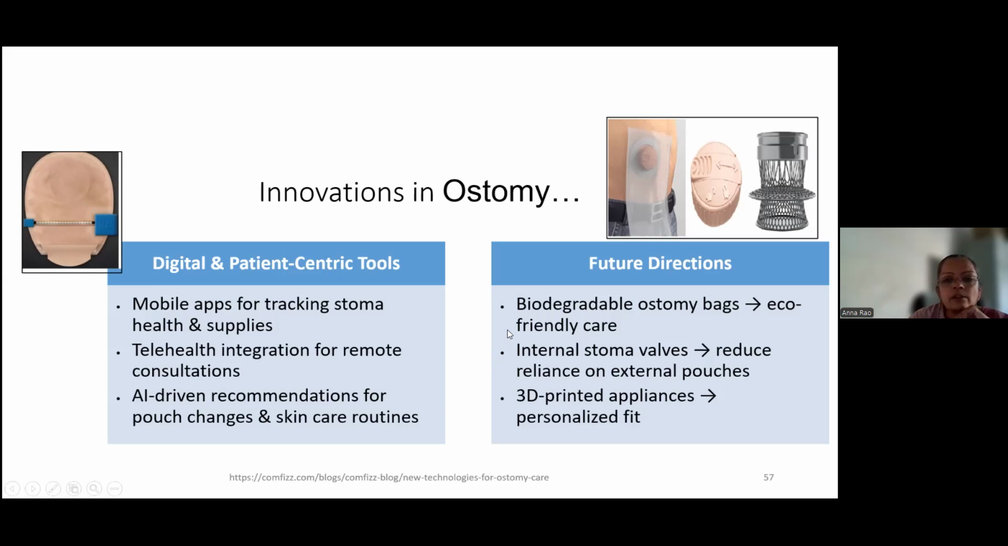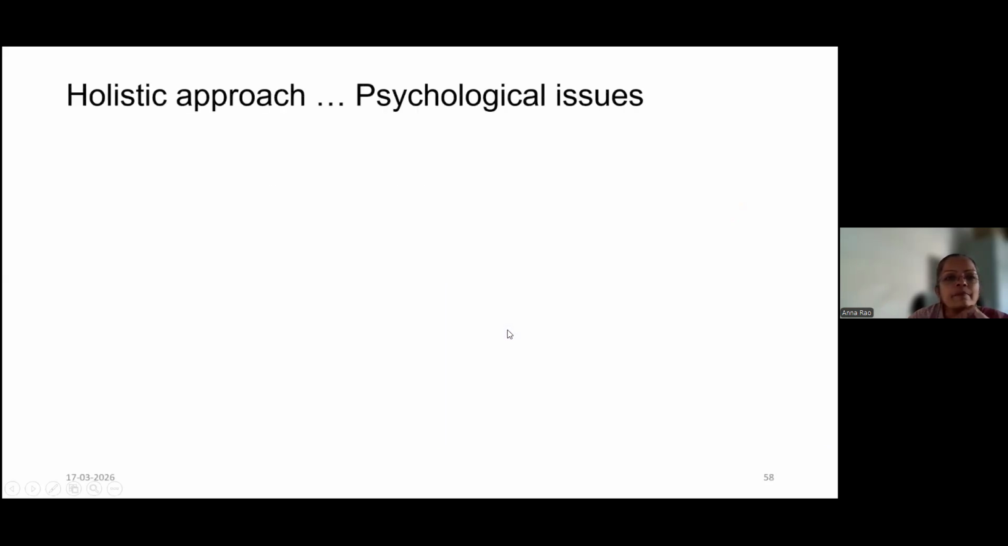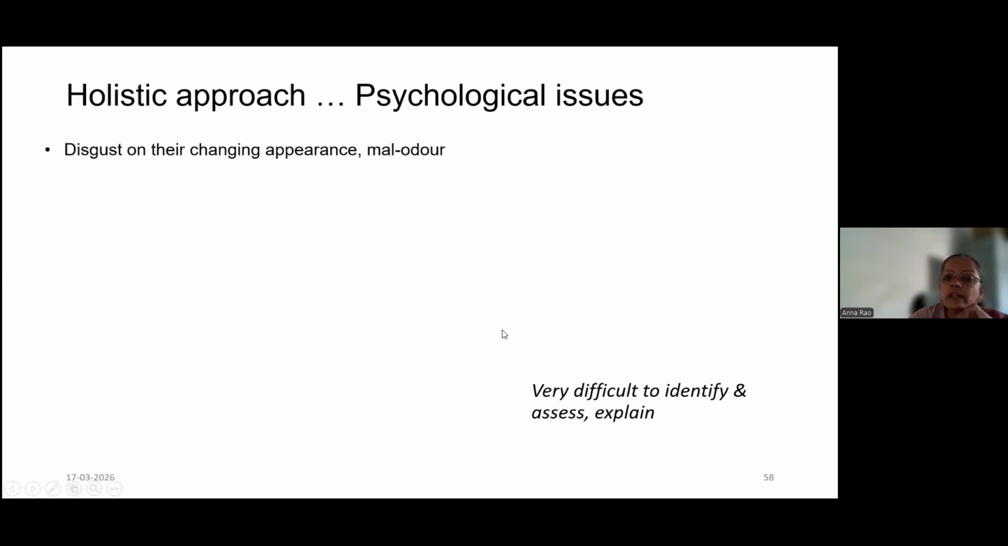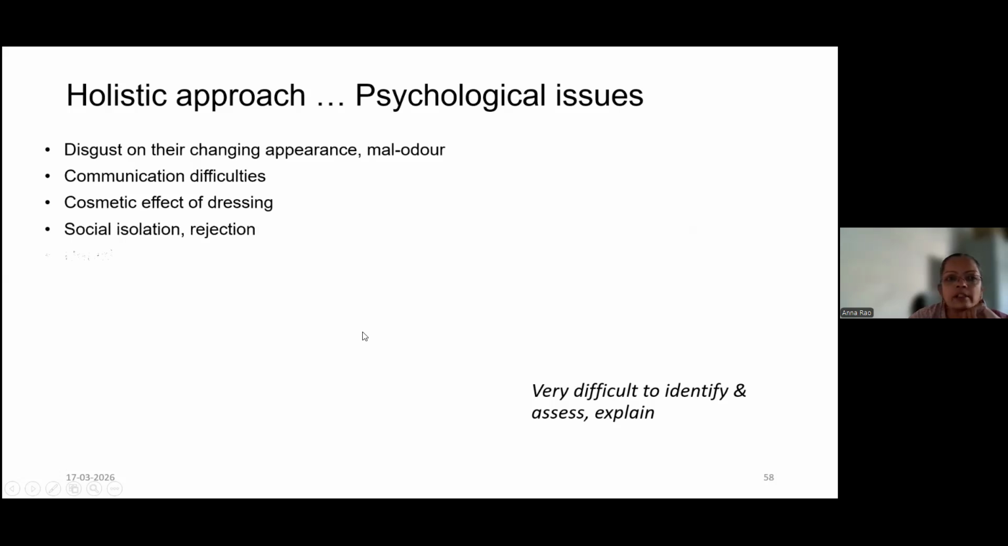Personalized fit are also available, as I showed you. A holistic approach is very important, right? And very difficult to identify, right? So talking makes a difference. Okay, what kind of difficulties he is having because of cosmetic effects also.